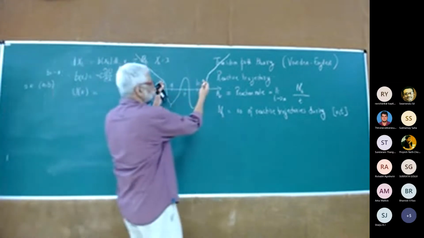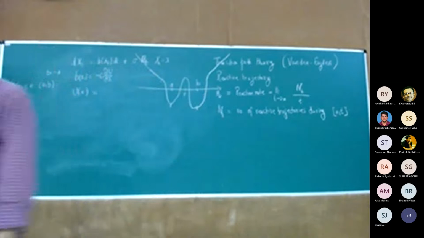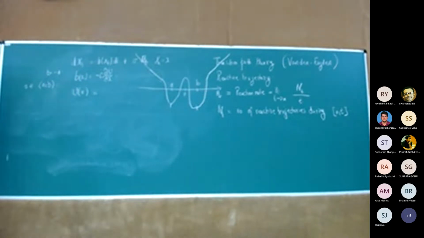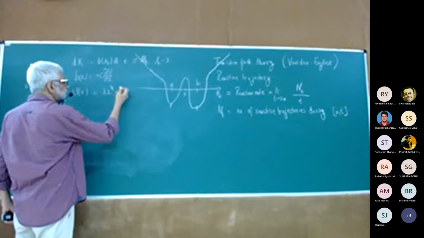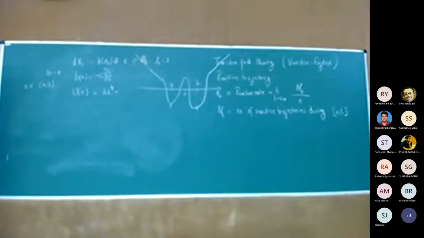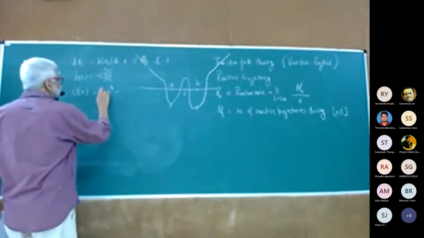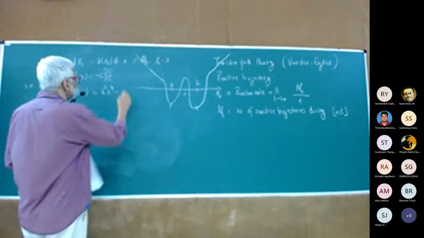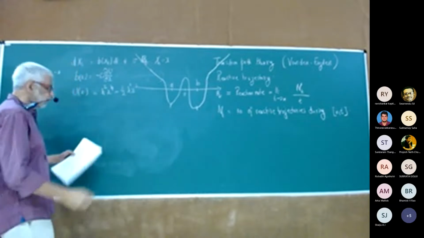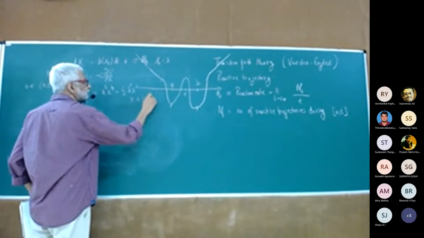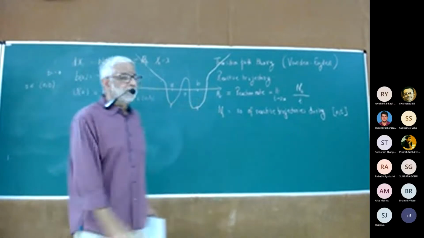In this part there's an explicit expression: lambda square x power 4 minus half lambda square x square, for x in AB. So this is the part really that matters.